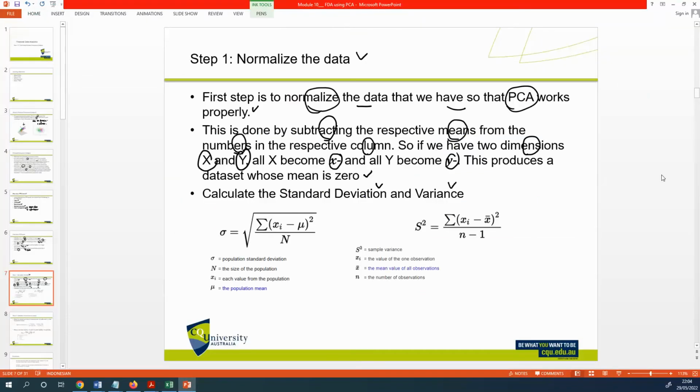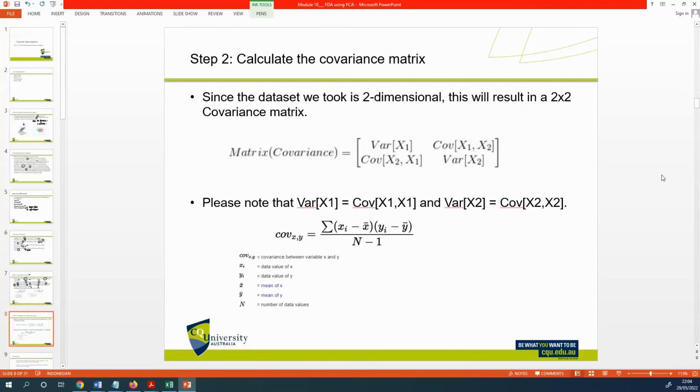Next, after we normalize the data, we calculate the covariance matrix. The covariance matrix formula will be the sigma of the first variable minus the mean of the variable, times the target variable minus the mean of the target variable, divided by n minus 1.